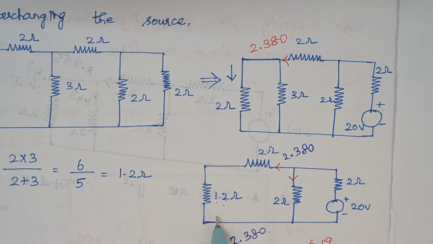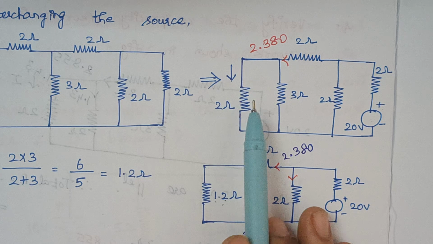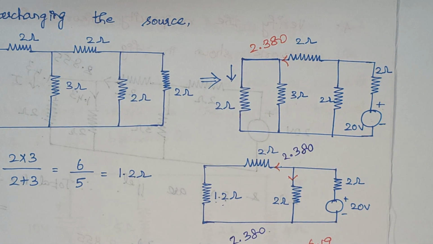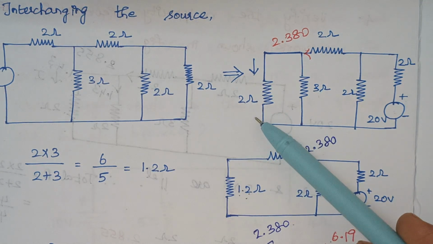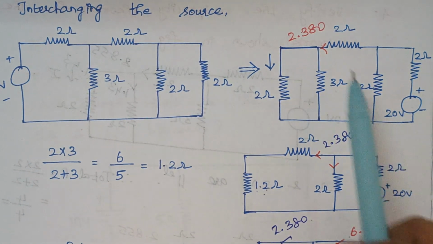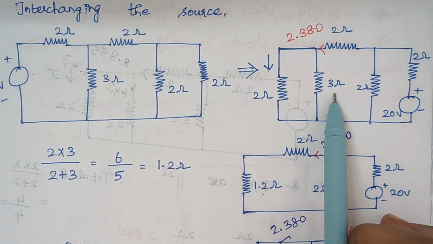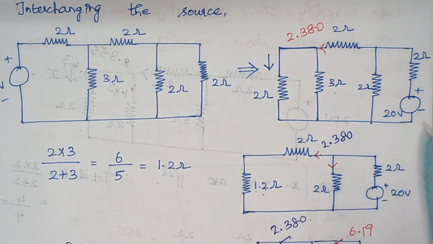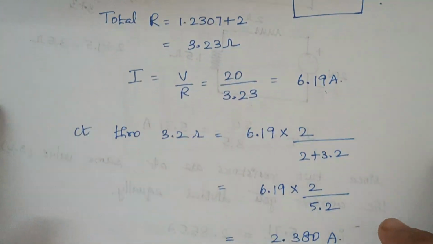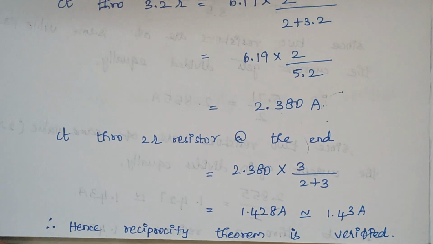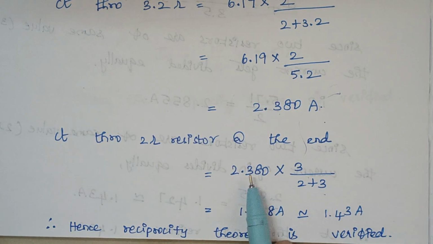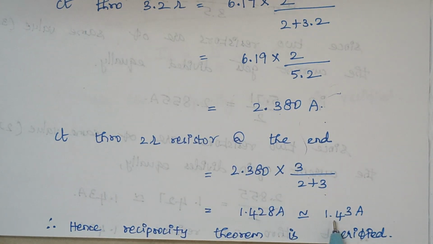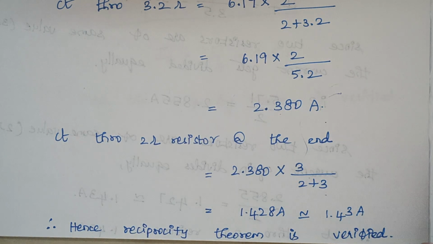Again, when you proceed backward, how does this 1.2 come? It is a parallel combination of 2 ohm and 3 ohm. Am I making sense here? I hope so. Now the next thing is we need to calculate the current that flows through this 2 ohm resistor. What is the formula again? Total current into opposite resistance divided by total resistance. When you use this formula, we arrive at the answer as 1.43 amps, right?